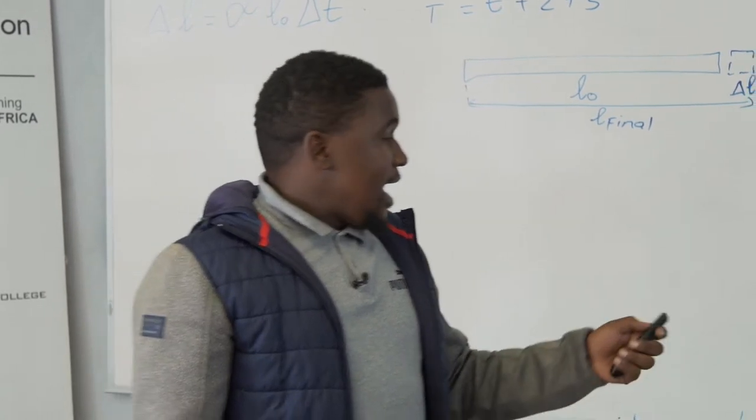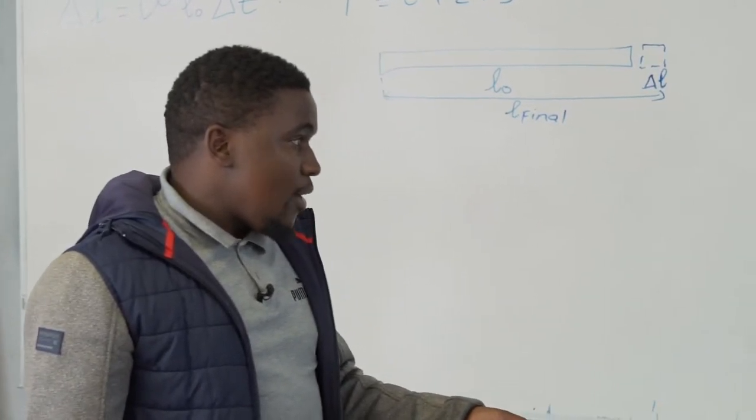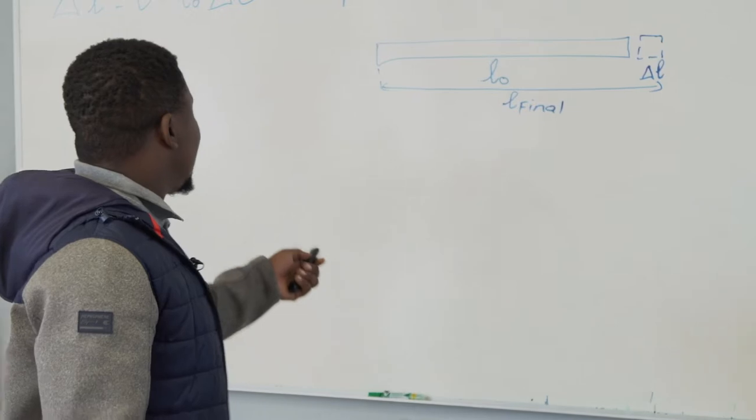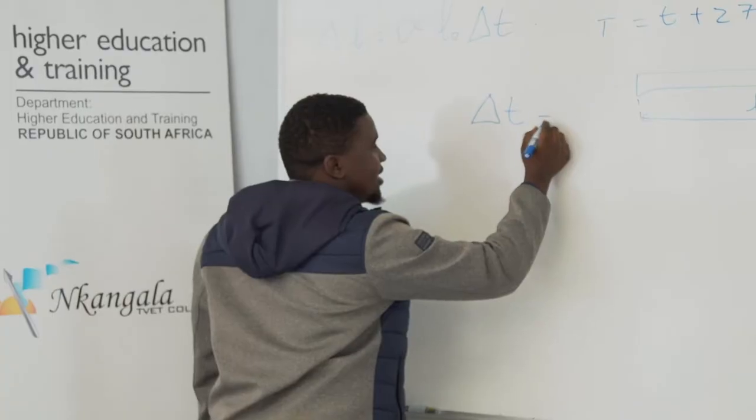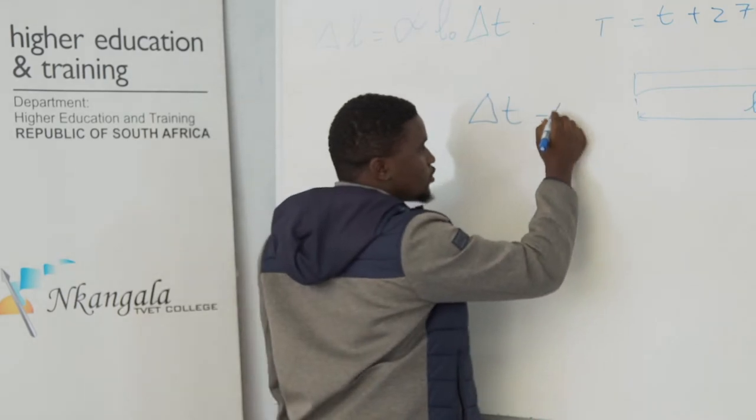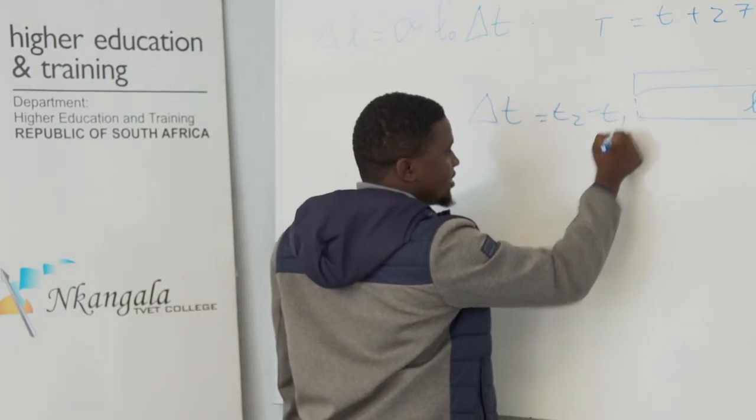But now, under our L1, here we said we are having our L0. Our L0 is our original length, the original length of the aluminium rod at room temperature. Then we have our change in T. Basically, our change in T is equal to T2 minus T1.